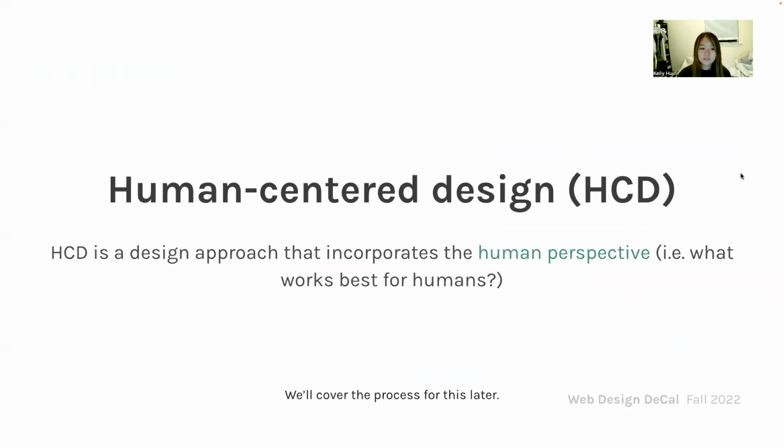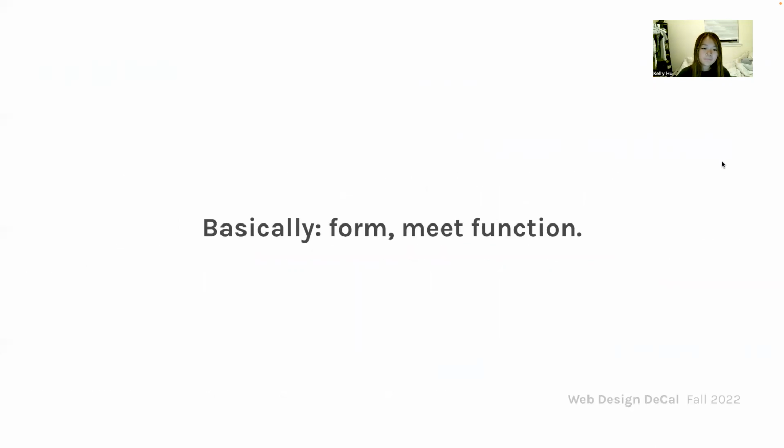And finally, we have human-centered design, which is an approach that incorporates the human perspective, i.e. what works best for humans. This process will be covered later on, but essentially it's how we center our design process, and the steps that we take to optimize the UI and the UX that I just mentioned. Basically, if we sum it all down, form meets function. Form is how the design will actually look, and function is how we design those elements to piece together and work seamlessly.